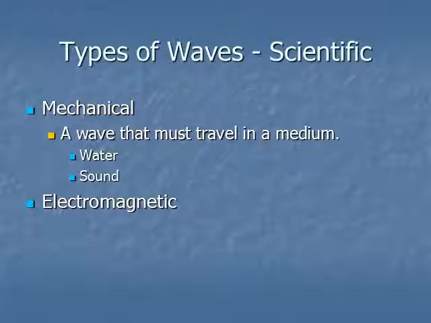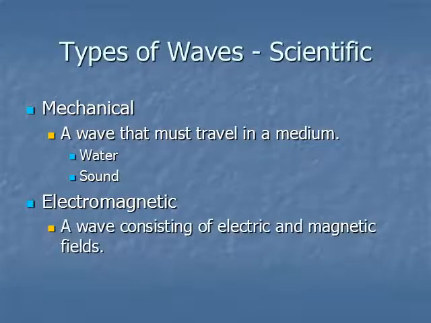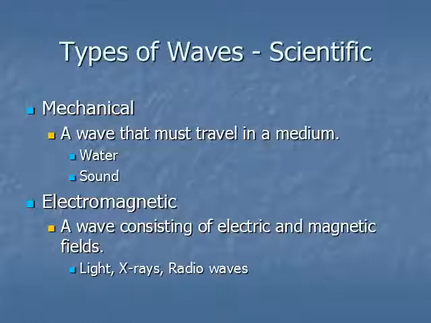The other type of waves are electromagnetic waves. Now, electromagnetic waves have to do with the two fields, the electric field and the magnetic field, interacting with each other. The big example here is going to be light, but the other ones are X-rays, radio waves, cell phone waves. All of these types of waves are all waves that deal with the interaction between the electric and the magnetic fields.